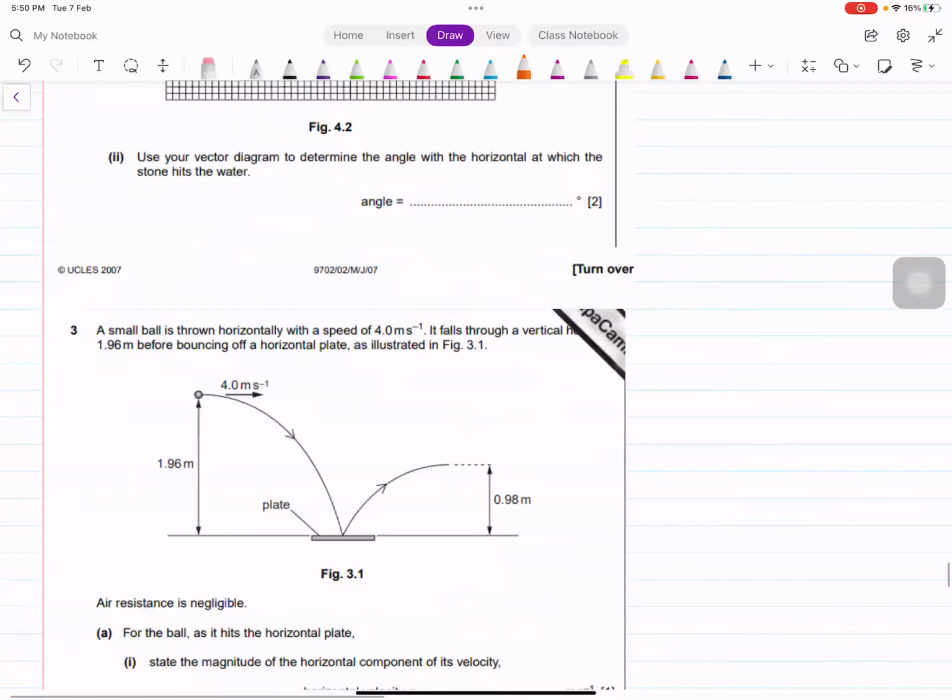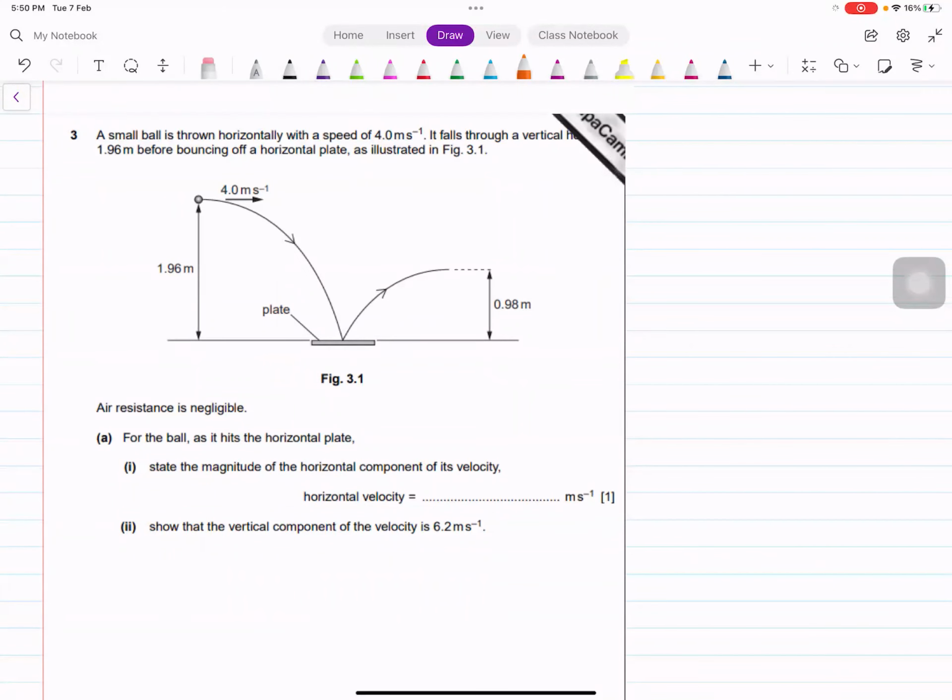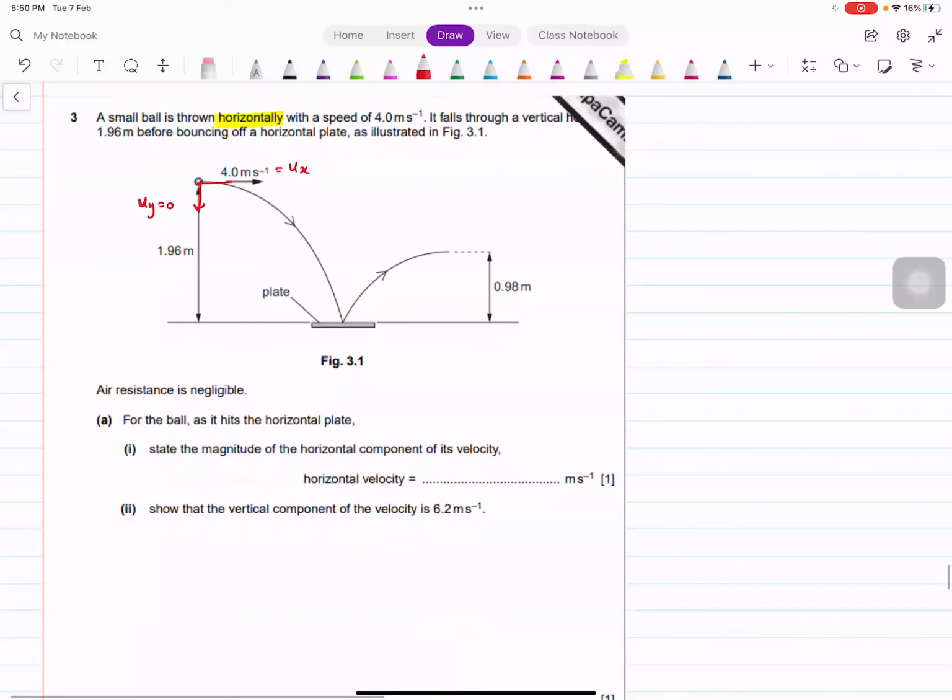Anyway, I want to do this question. I love this question, so I'm going to do this. First of all, it says a small ball is thrown horizontally. So automatically I should understand that the initial horizontal velocity is this one. This is ux, and the vertical velocity uy has to be 0. Okay. Now it says state the magnitude of the horizontal component of its velocity when it hits the plate. Do you guys know what the velocity would be?